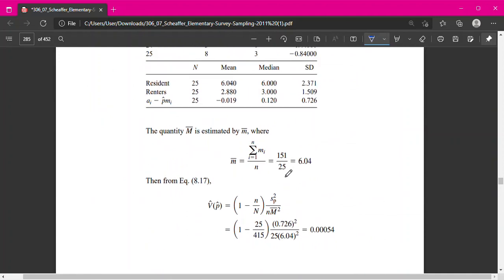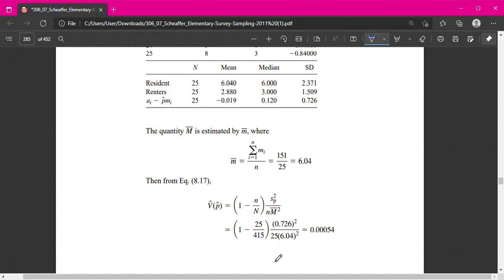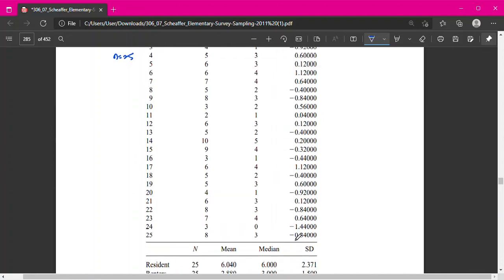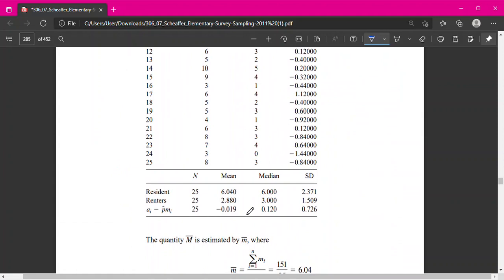Here, it directly takes the value because it was calculated before. If you want to do it manually, you have to calculate one by one. How do we get 415 here? This is from the previous example, saying that the total number of clusters is 415. From example 8.2, you can see example 8.2.